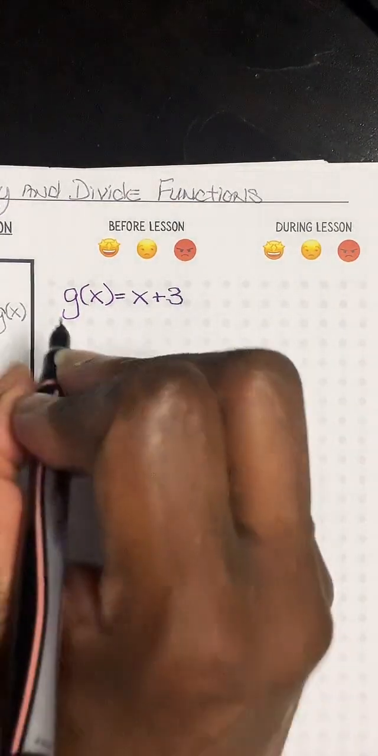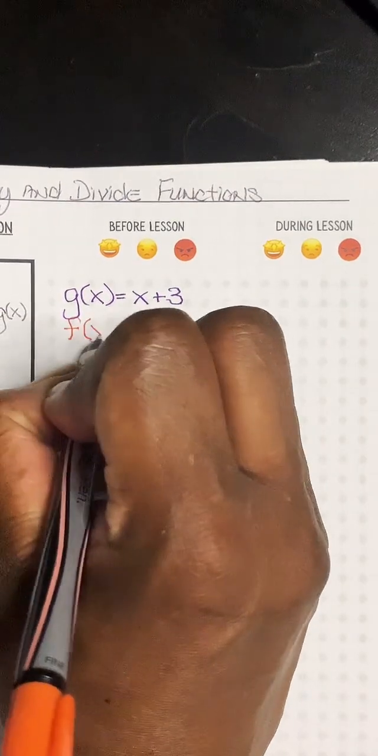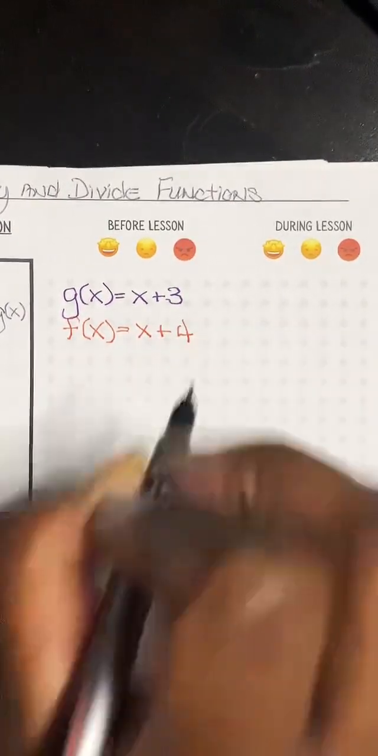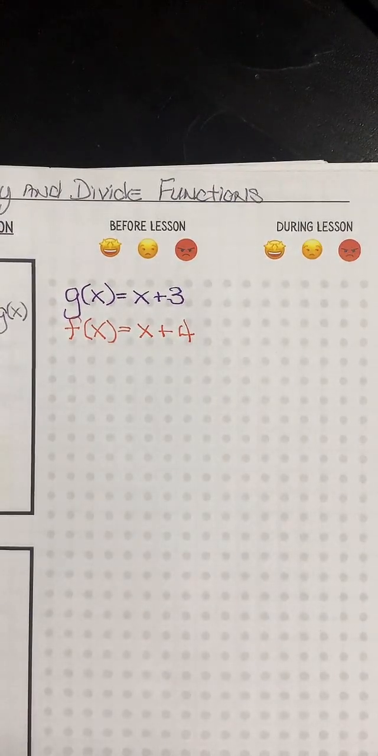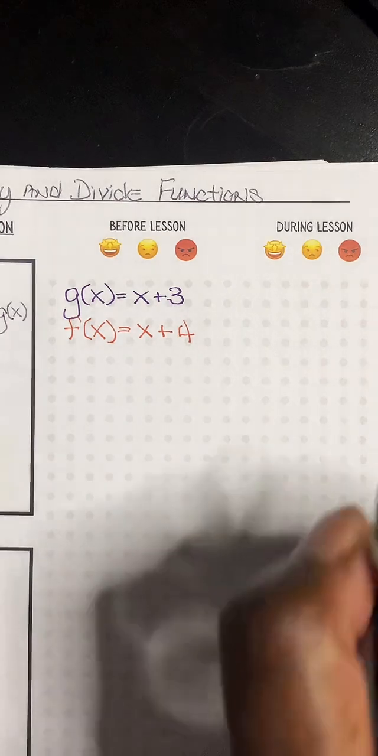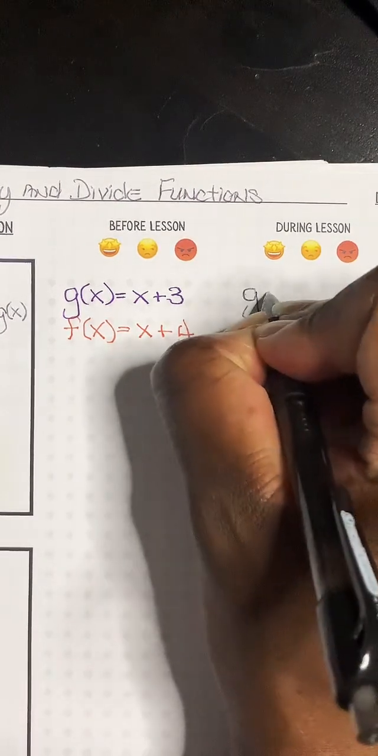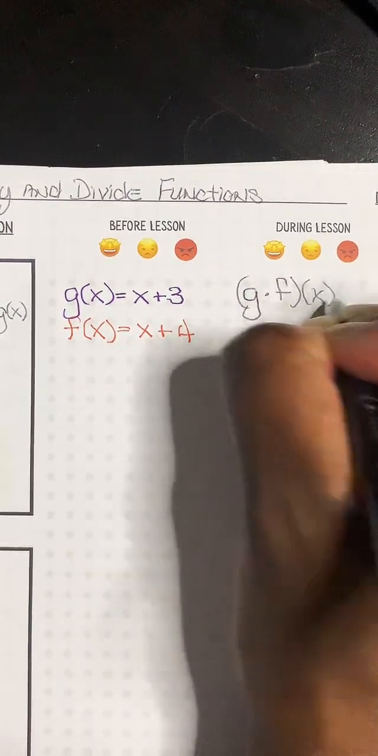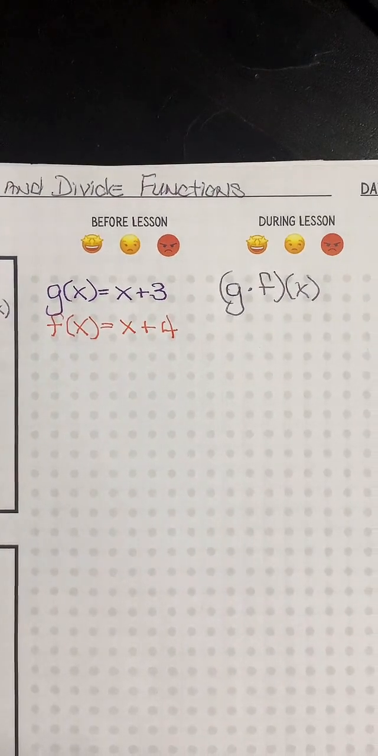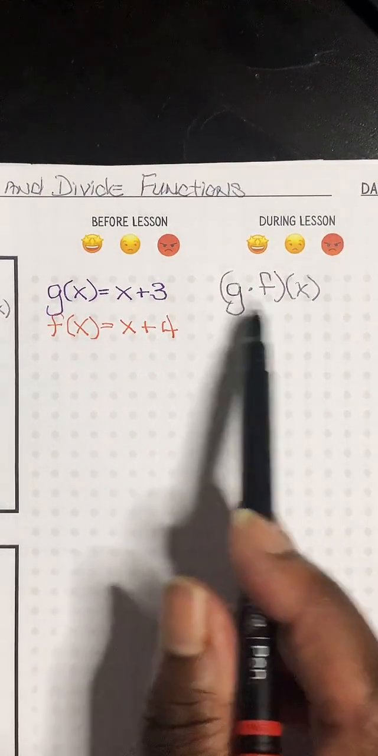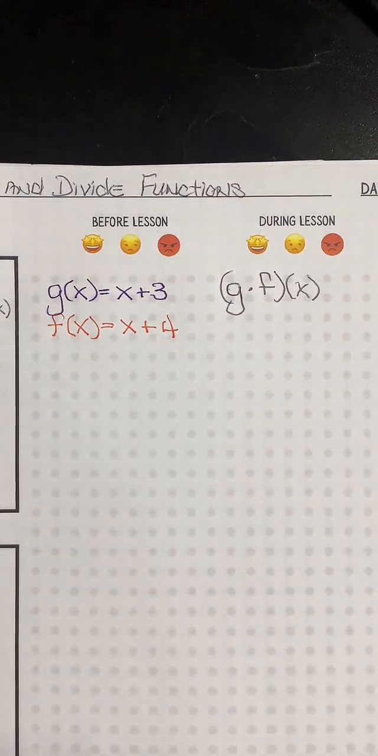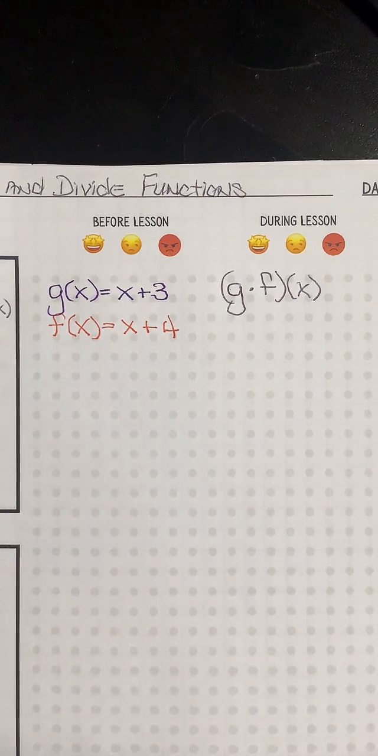And then we have our f of x, and that's my x plus 4. Okay, now what we're looking for is we want the g times the f of x. Okay, that's what we're trying to get. Now, the best thing about when it's multiplication, it's pretty interchangeable because you're going to get the same thing if I had the f of x being multiplied by the g of x. It's going to be exactly the same thing.